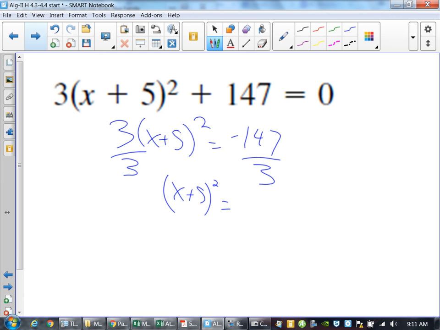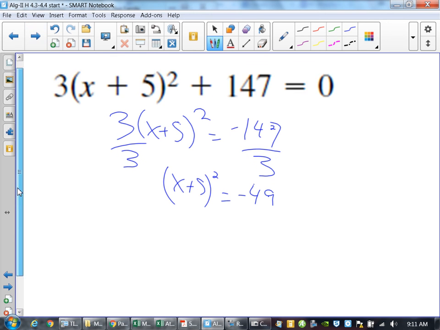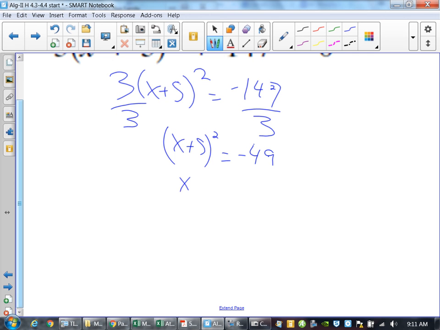Hey, do you guys know how to shortcut divide? 49. Nice job, Emma. 3 goes into 14 how many times? Twice. No, 4. How many are left over? 3 goes into 27 how many times? 9. What's the square root of negative 49? Plus or minus 7i.